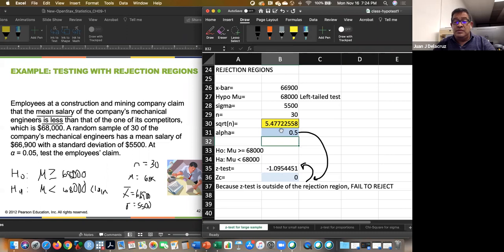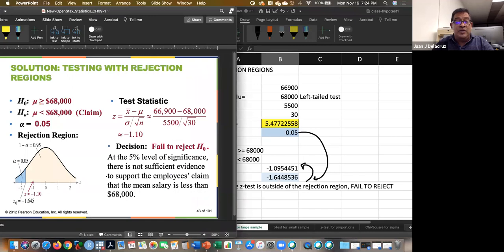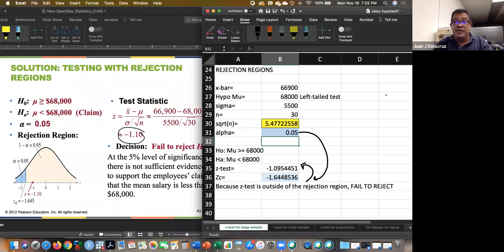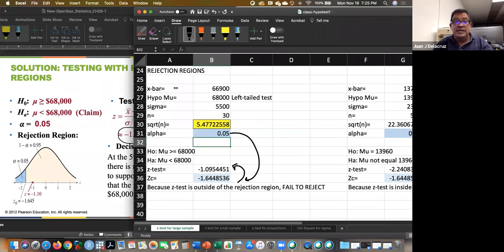So what did I do here? It's 31. Oh, 0.05. So what we have here is the following. So we compute the C-score. So we have a C-score that is minus 1.10. So this is my normal distribution, the standardized. So this is the critical value. So the critical value is the one that comes from the alpha. So we have the following. Let me erase these arrows for the time being.